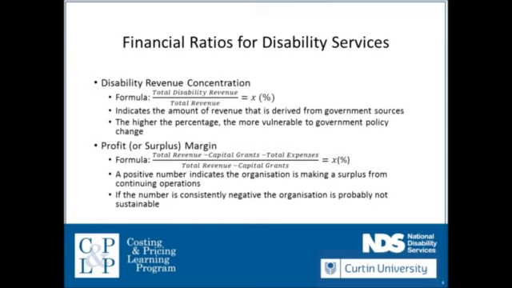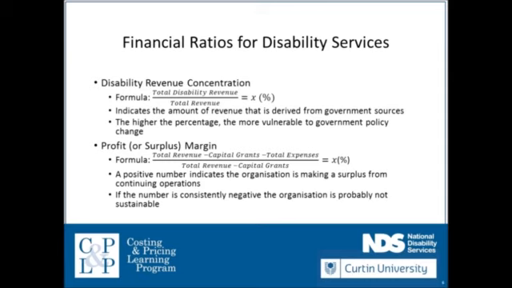The first of these is a measure of the proportion of total revenue received from government disability funding, and possible values of course range from 100%, where you might have a disability service organisation that only receives funding from government sources, through to 0%, where no disability services are funded for your organisation. Obviously, most organisations sit somewhere in the middle, but have a mix of funding opportunities.